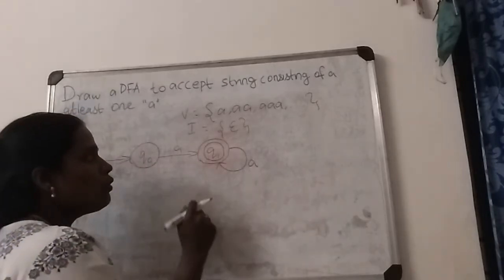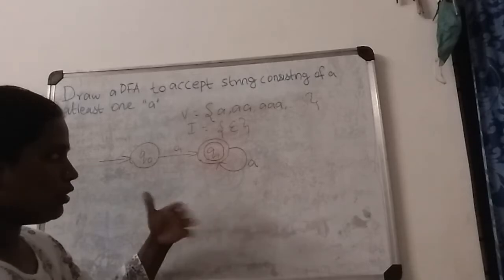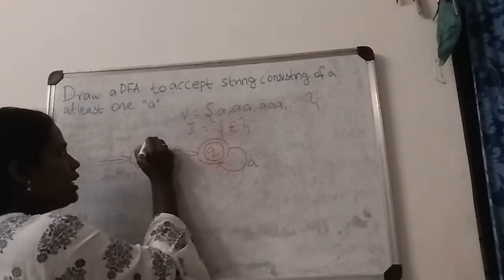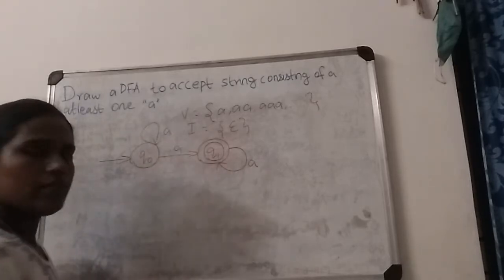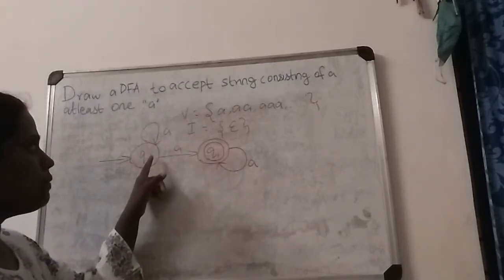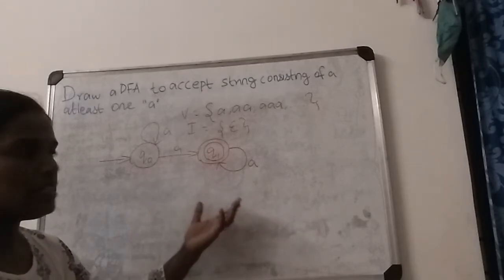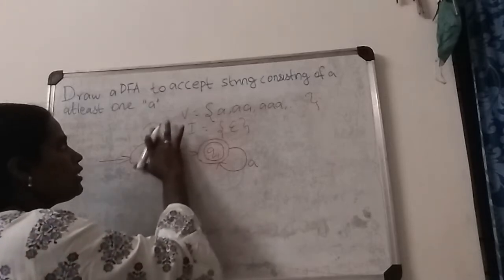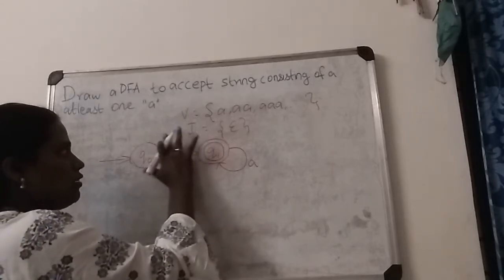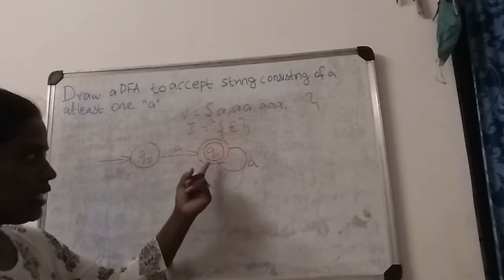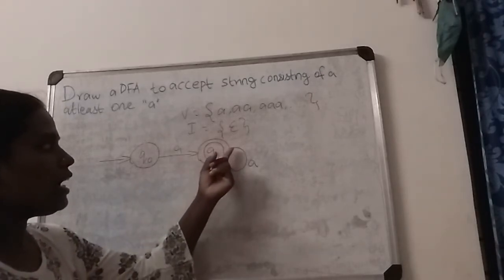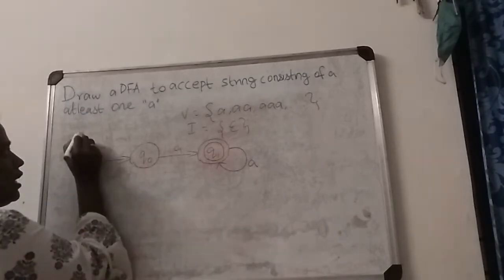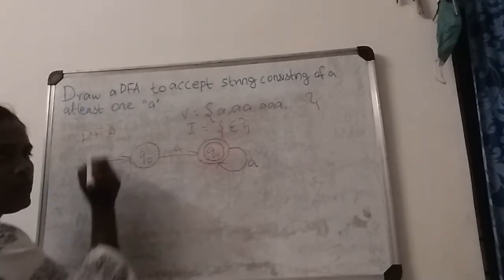Now you may have a doubt: why can't we put the loop on Q0 like this? Because if we mark it like this, it may accept zero A's, so the condition won't be satisfied. The starting state should not have the repeated loop. So we make one more state, Q1, and we put the iteration of A on it. So this is the DFA diagram of the given problem.